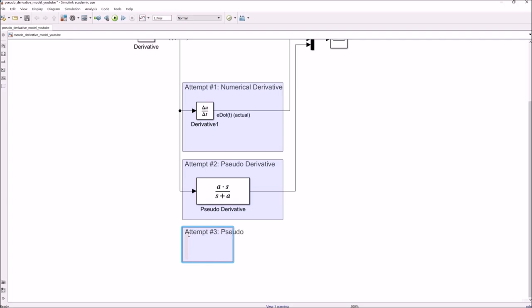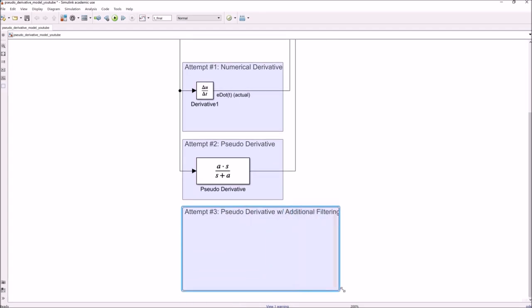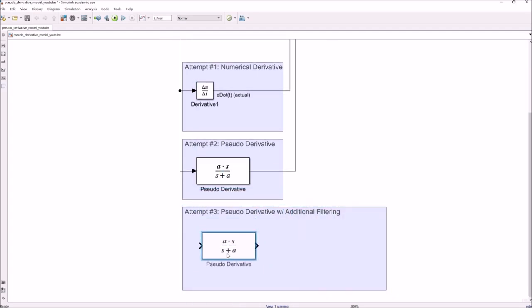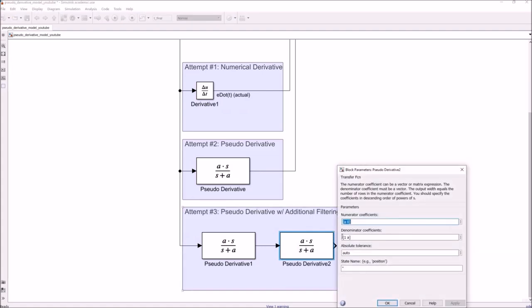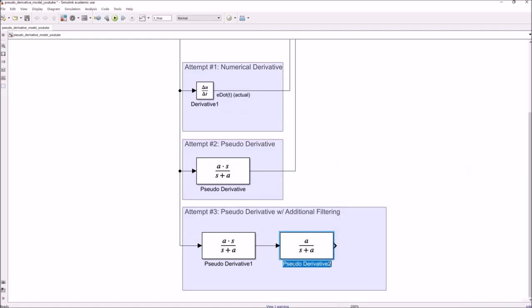It's a pseudo derivative with additional filtering. What I mean by that is let's do exactly like we did up here with our pseudo derivative. I'll copy the pseudo derivative, and now let's daisy chain on a few more of these low pass filters. So I actually don't want an AS over S plus A, I just want the A over S plus A, because now this is not a pseudo derivative, this is a low pass filter. This already has one low pass filter built in. Now I'm going to add a second.